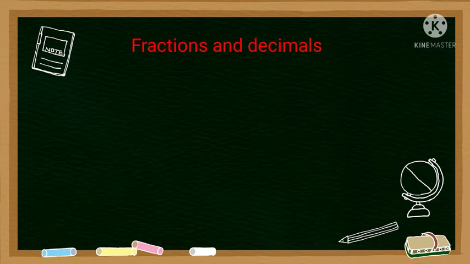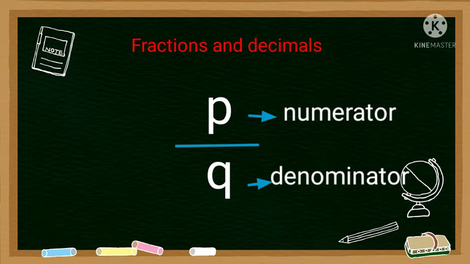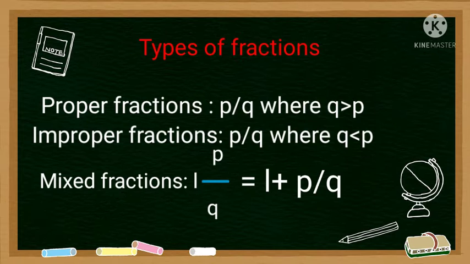Mathematically, we write fractions in the form p over q, where p is called the numerator and q is called the denominator. Fractions are divided into 3 types: proper, improper, and mixed fractions. A fraction in which the numerator is smaller than the denominator is called a proper fraction, and the one in which the denominator is less than the numerator is called an improper fraction.